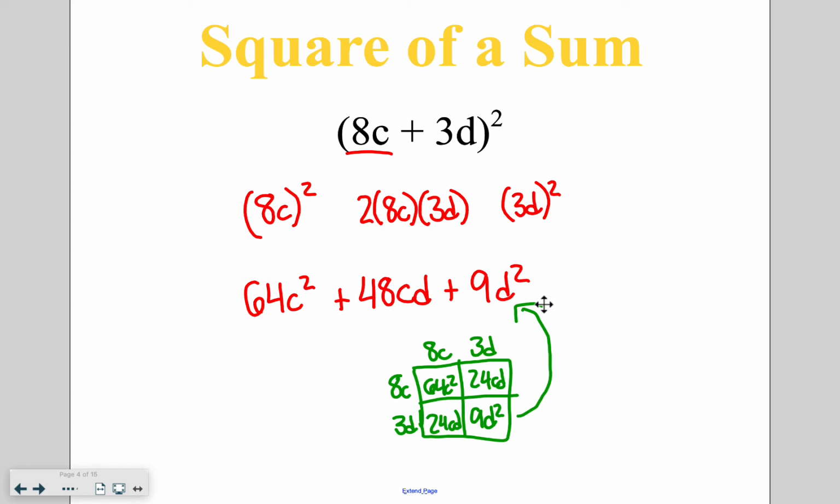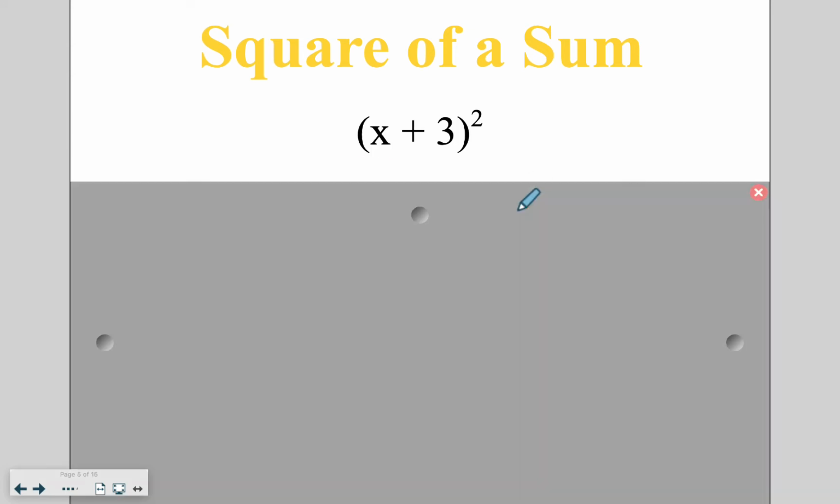This is just a shortcut for you if you can identify that it's the sum of a square, so the same thing being multiplied twice. You don't actually have to write out the box. You can square the front, multiply and double the middles, and then square the back. Go ahead and try this one on your own.